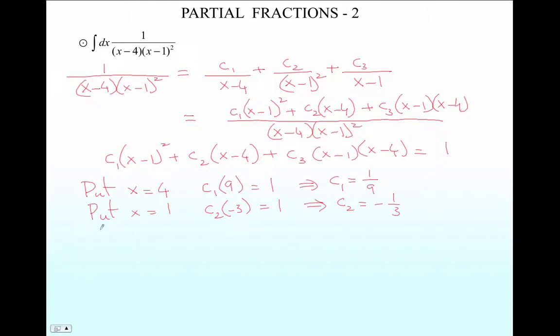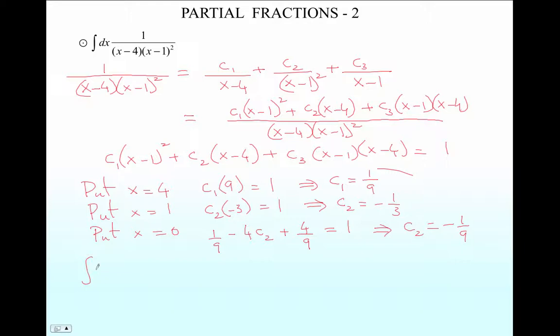Now, what do I do about c2? Well, let me give x some other value, and of course the simplest value that I can think of is 0, in which case I will have c1, which is 1/9, into 1, and then I have 0 minus 4, so I have minus 4c2, and then I have to put in c3, which is 1/9, and there's 4 over there, and the right hand side is 1. This immediately gives me c2 equals minus 1/9. And so therefore we've succeeded in decomposing it.